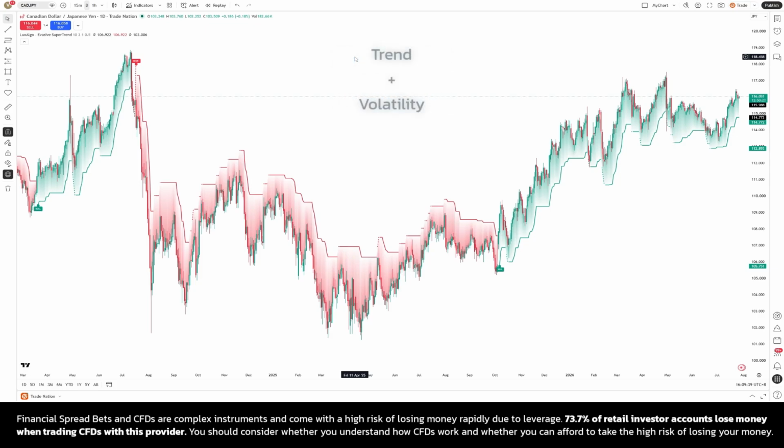The indicator is still built around trend and volatility. It uses average true range to calculate the band distance, then places the line above or below price depending on the active trend. When the line is below price, the market is being read as bullish. When the line is above price, the market is being read as bearish.